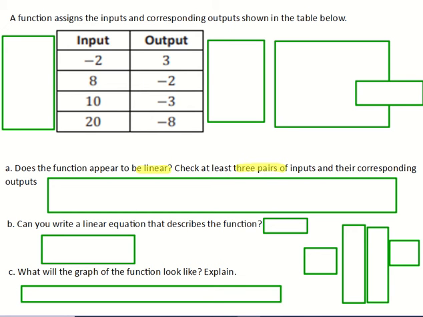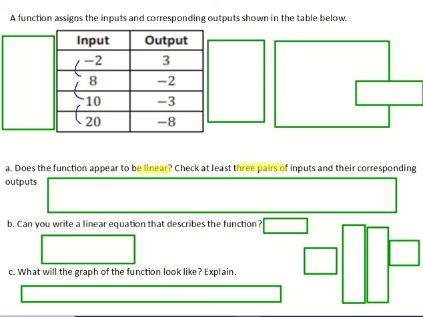So if it's linear, you'd have a constant rate of change. So we have to go through and calculate the rates of change. I'm going to start by finding my change in x's. To find your change in x's, you're going to subtract. You're going to take the different pairs of inputs, your x values, and subtract. So you're going to take 8 minus -2, 10 minus 8, and 20 minus 10.